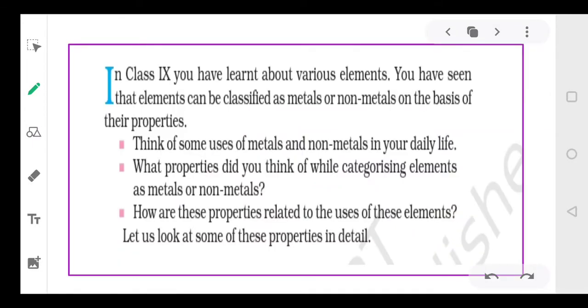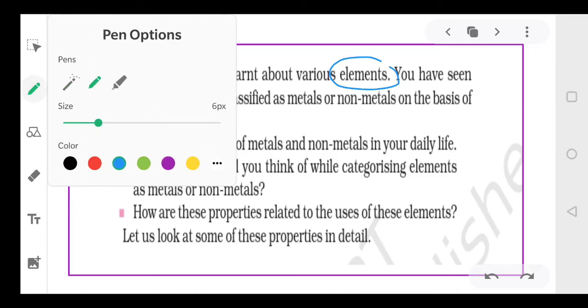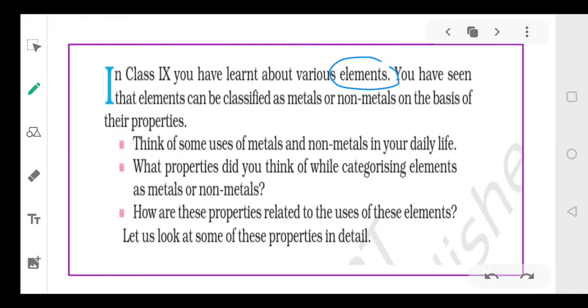Dear students, in class 9th, you must have learned about the various elements. And now we know that elements can be grouped, can be divided into metals and non-metals on the basis of their properties. So can you give me an example of a few metals that we use in our daily life?